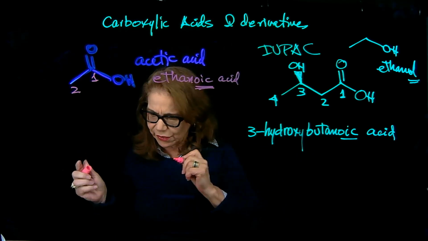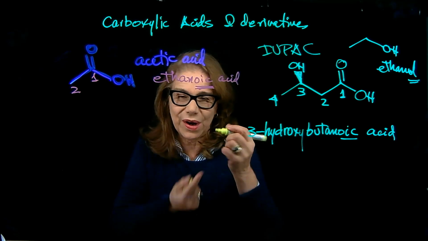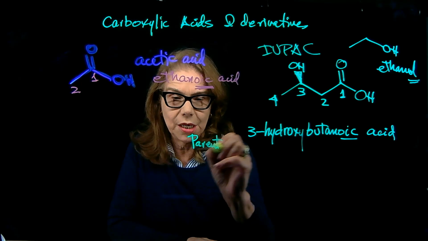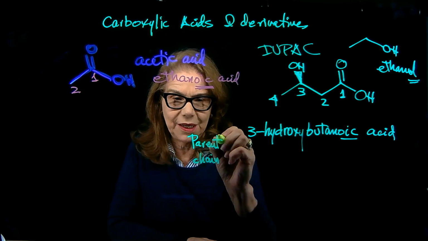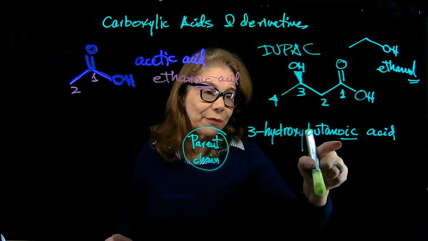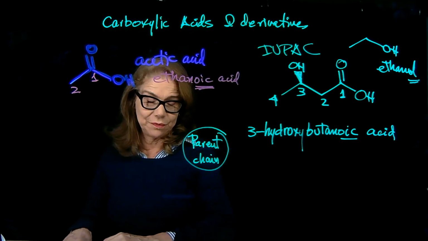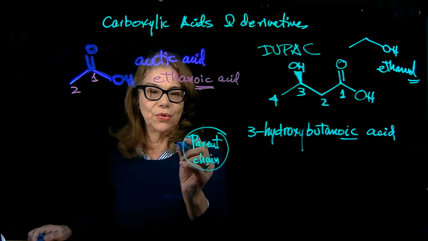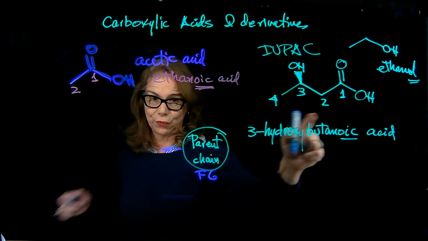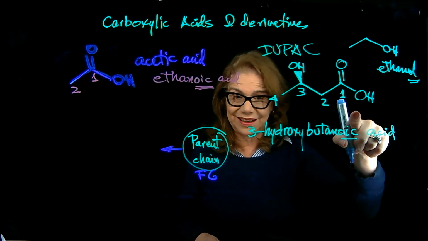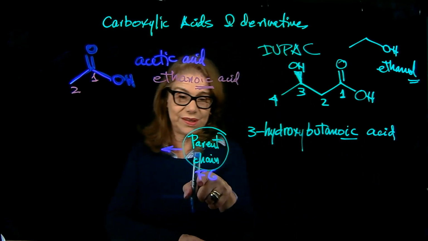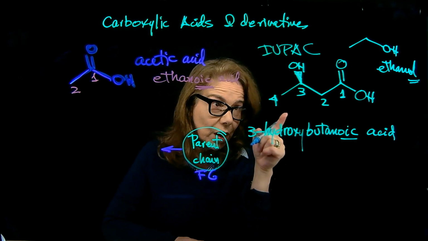So I'm going to draw here the general strategy. What are we doing first? We are looking for the parent chain when we're doing nomenclature, and I'm going to put that in a circle. That's what I did here, butanoic. I'm saying that I have 4 carbon atoms in my parent chain. Next, I need to prioritize my functional group. We did it already. We said that the carboxylic acid has higher priority over the alcohols, so this is the name.